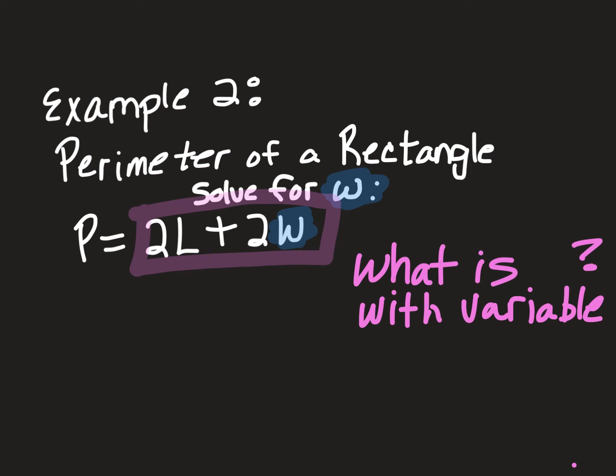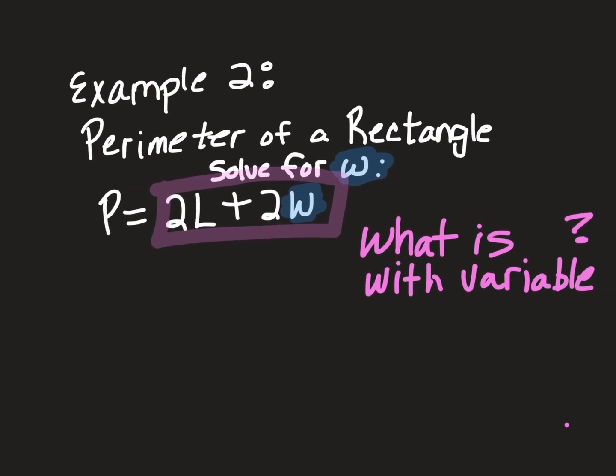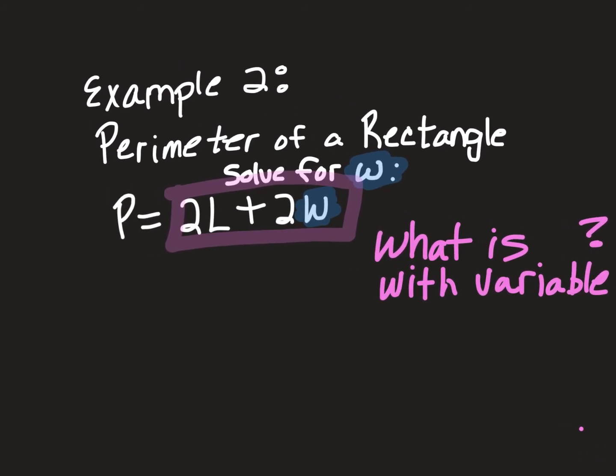It honestly and truly doesn't matter whether you get rid of the 2L or whether you get rid of the 2 first. My personal opinion, for what it's worth, is that it's easier to get rid of the 2L. So what would I do if I want to take away that 2L from the right side? I'm taking away. What does take away mean? Subtraction, right? So the first thing I'm going to do is cancel.